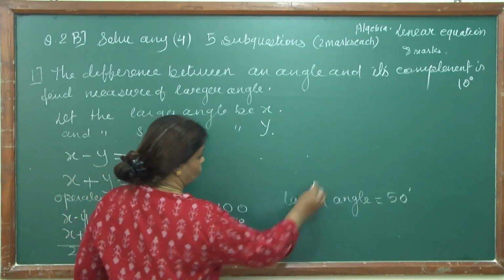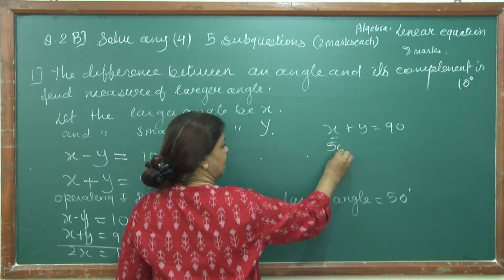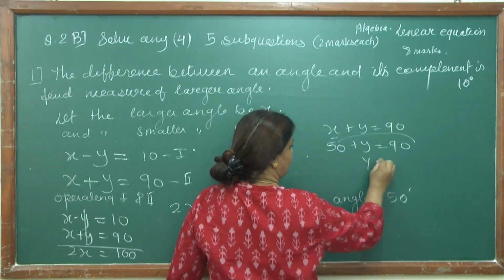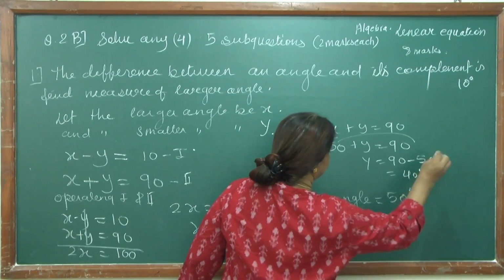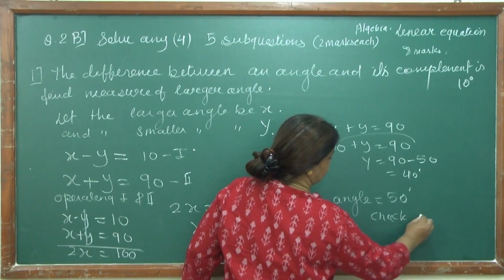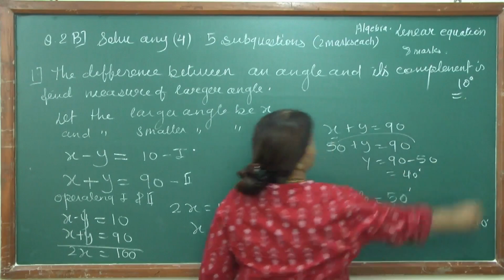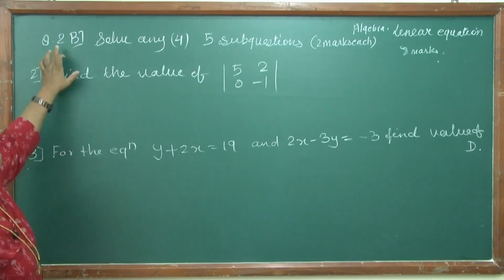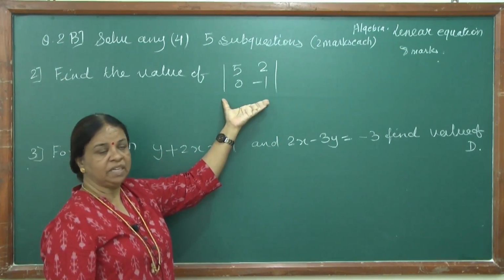Children, but for your practice, x plus y is equal to 90, you can also get the smaller value. x value is 50, plus y is equal to 90. So y is equal to 90 minus 50, which is equal to 40 degree. And the difference you can check. See, 50 minus 40 is equal to 10. You can pause the video and solve the sum.